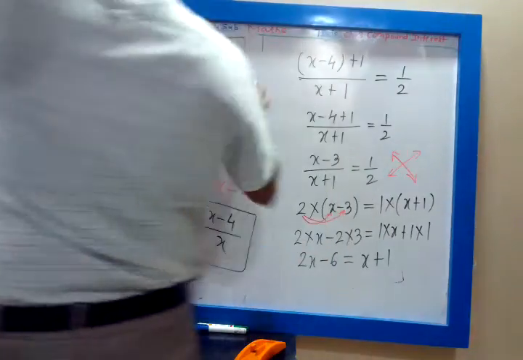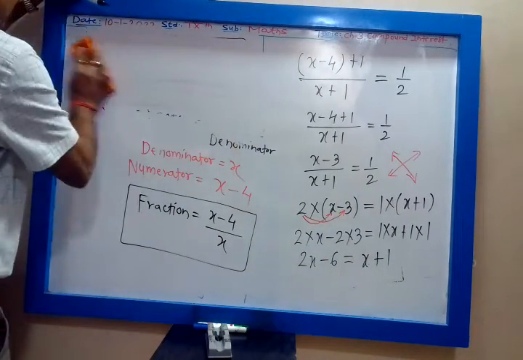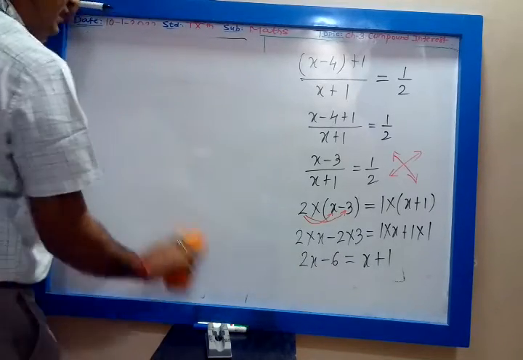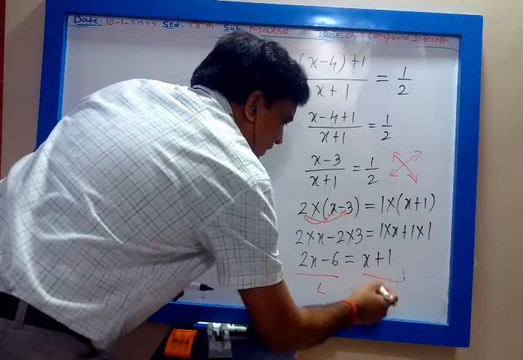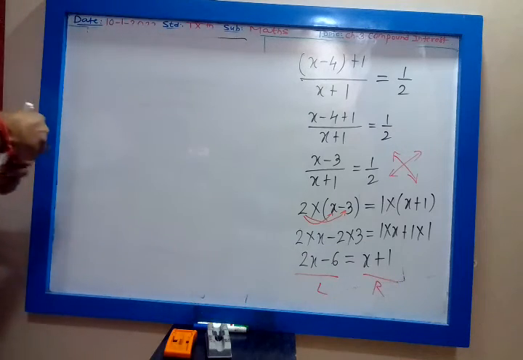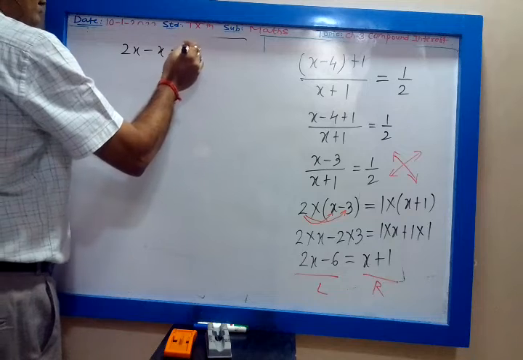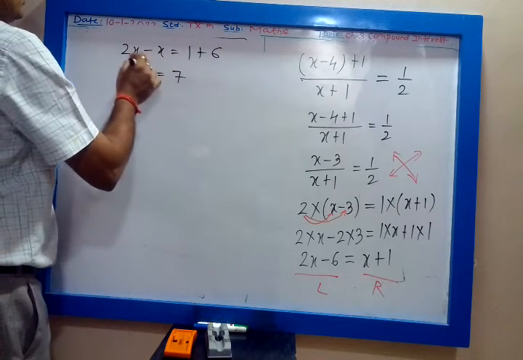So now you take the like terms together. This is my left hand side and this is my right hand side. So you take x on the other side. So 2x minus x is equal to 1 plus 6. So x is equal to 7.